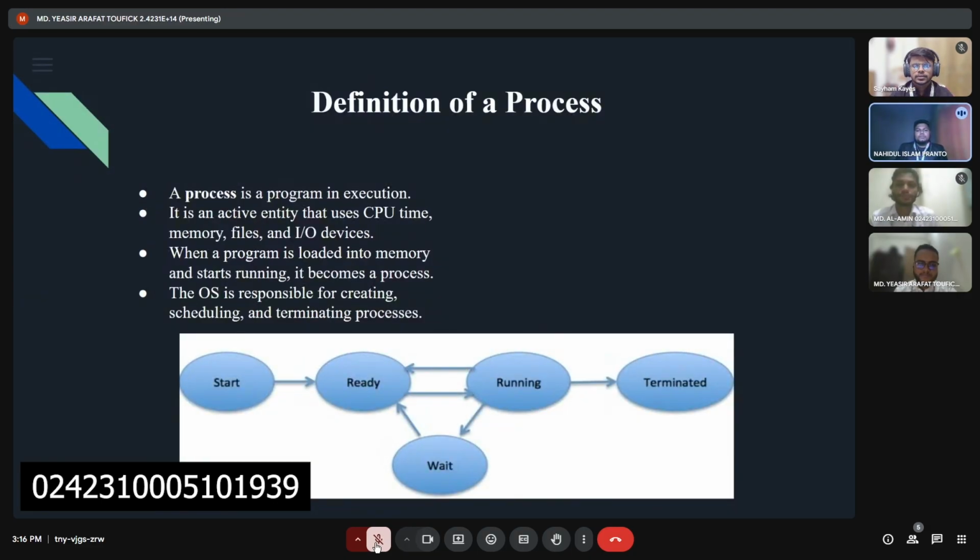Definition of process. A process is simply a program in execution. When a program is loaded into memory and starts running, it becomes a process. It is an active entity that uses CPU time, memory, files, and input-output devices. The operating system is responsible for creating processes, scheduling them, managing them, and finally terminating them when they are done.